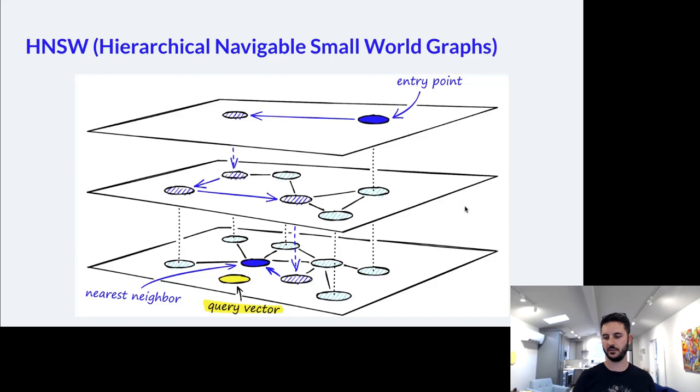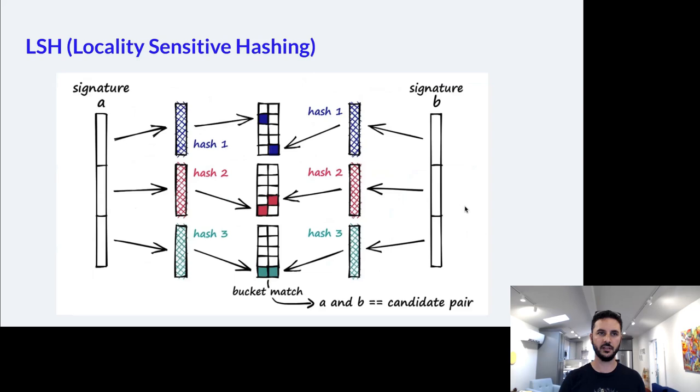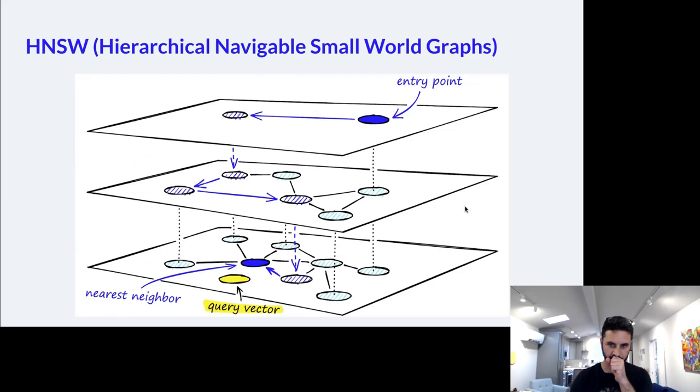Did I miss a slide? I think a slide is missing here. I don't know what happened here, but all right, so I'll talk over the slide that's missing.